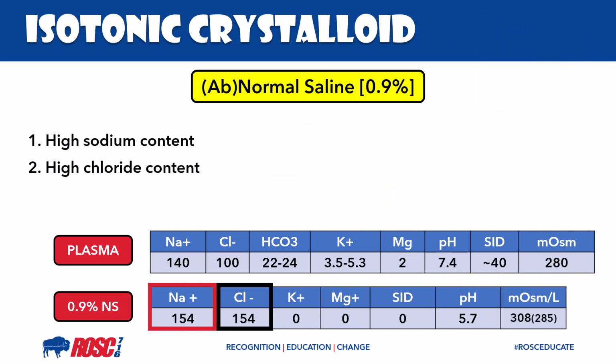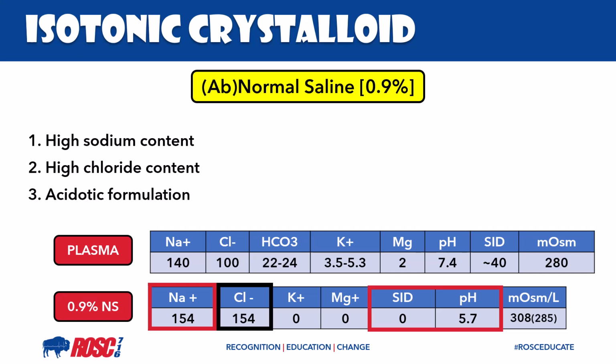Next, and most concerning to me, 0.9% saline has a very high chloride content, so 154 milliequivalents per liter in comparison to a mean chloride level of about 100 in plasma. Chloride and bicarbonate are anions, i.e. negatively charged. The body always tries to maintain pH neutrality, so in the presence of a high chloride serum concentration, the kidneys will excrete bicarbonate, and this will cause a non-anion gap metabolic acidosis.